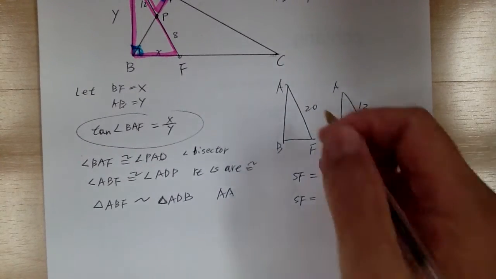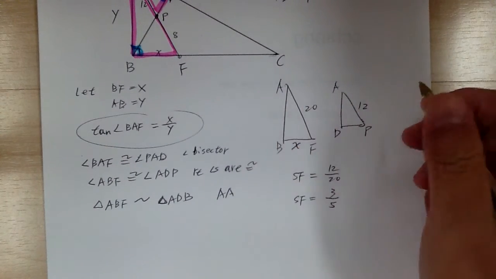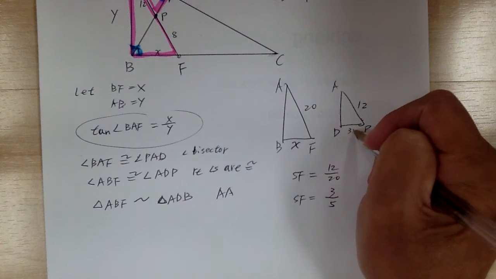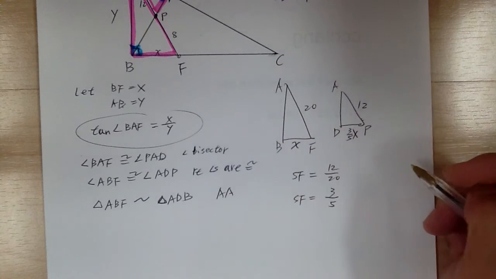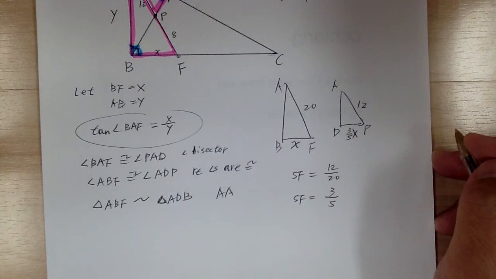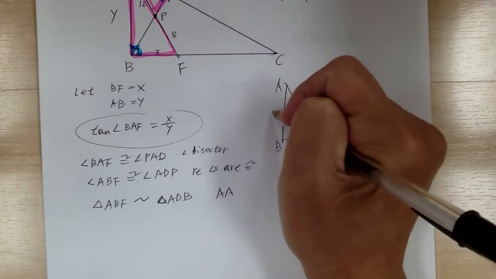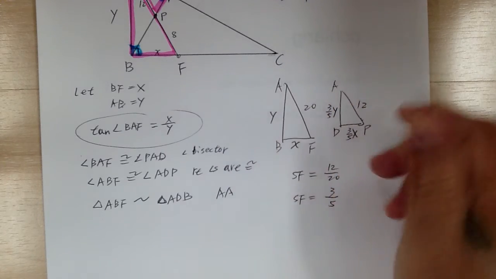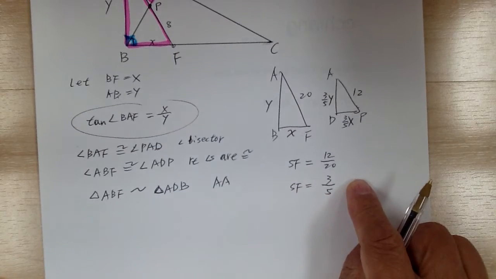And we know that BF is X, so DP would be 3/5 x. Okay, and AB is y, so AD would be 3/5 y, using the scale factor.